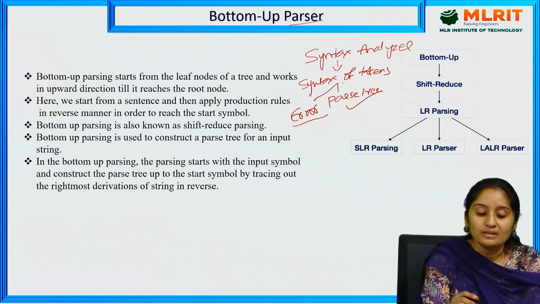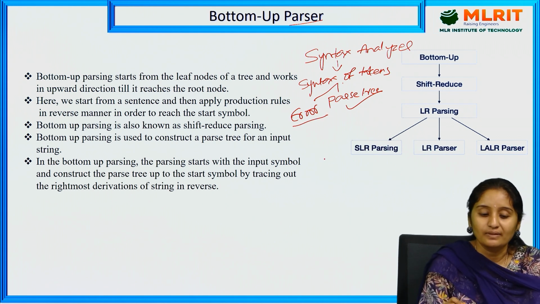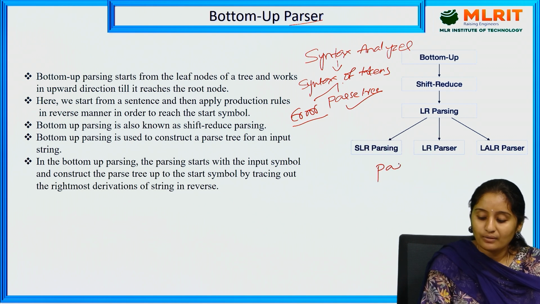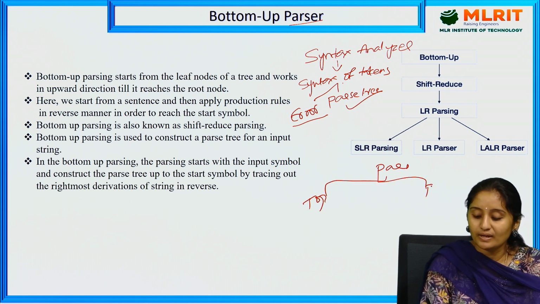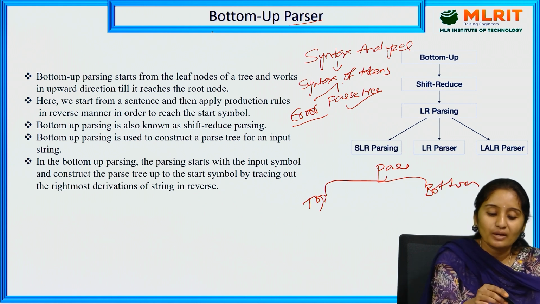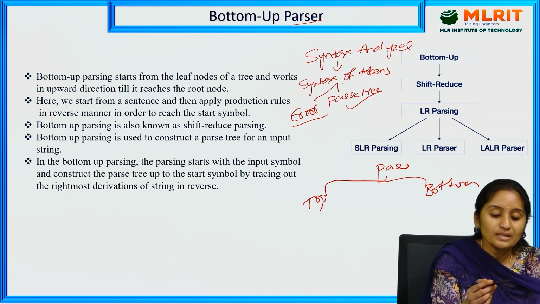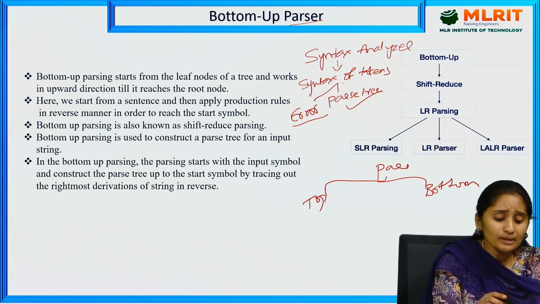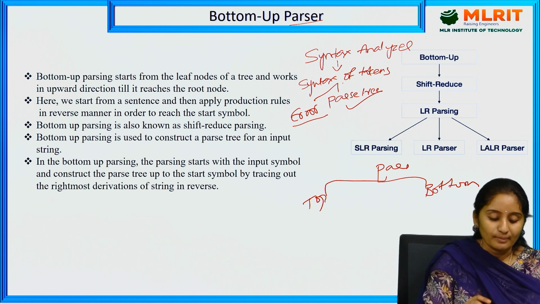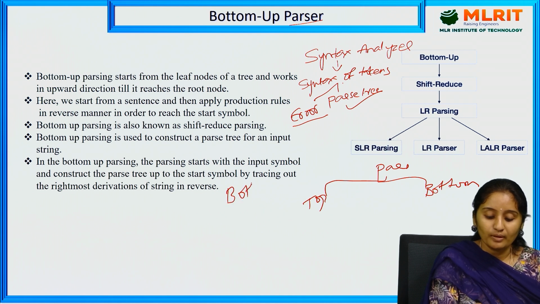There are two types of parsers available. The first one is the top-down parser and the next one is the bottom-up parser. Our topic is the bottom-up parser. So what is a bottom-up parser? Here we are going to generate the tree from bottom to top.